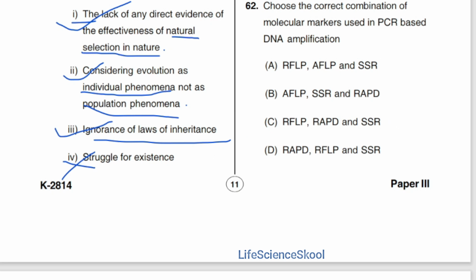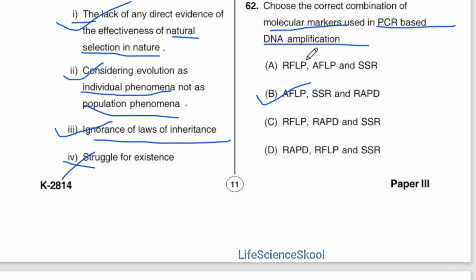Here they are asking for the correct combination of molecular markers which is used in the PCR based DNA amplification. Okay, the correct answer for this is option B. These are the molecular markers that are used in the PCR based DNA amplification.